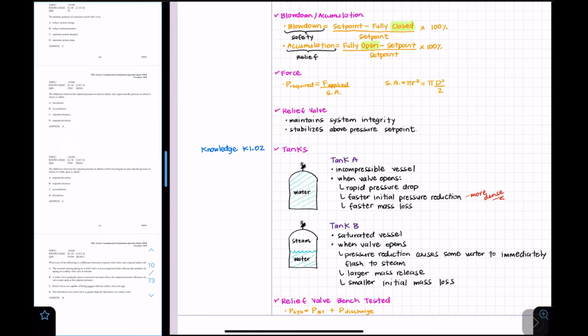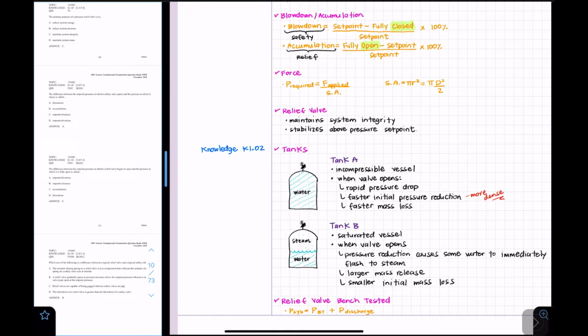So what's going to happen with tank A? Tank A is going to have a certain pressure put in. And because tank A contains an incompressible fluid, or what we call a solid system, since we need more force to compress a fluid, when the valve opens, we will have a rapid pressure drop and a faster initial pressure reduction because we are more dense. As well, we're going to have a faster mass loss. That's basically all we need to know about that.